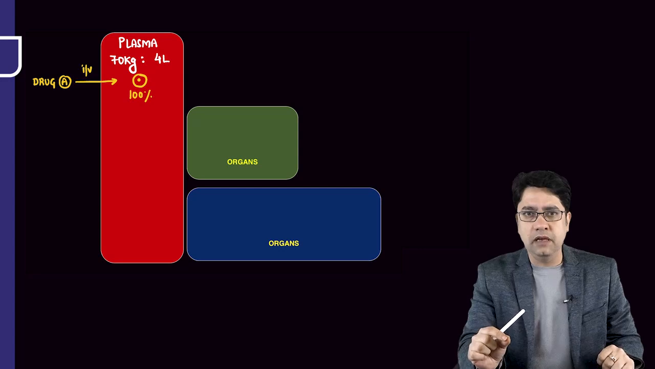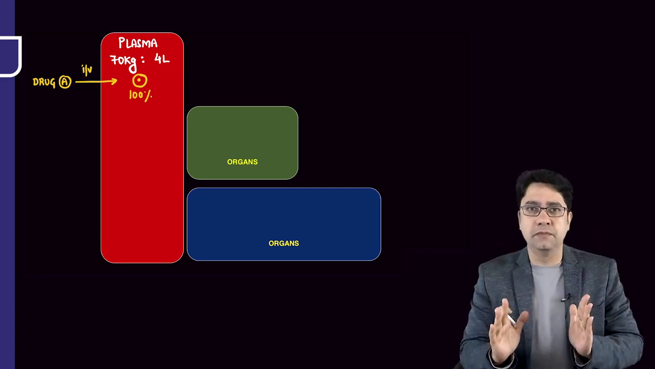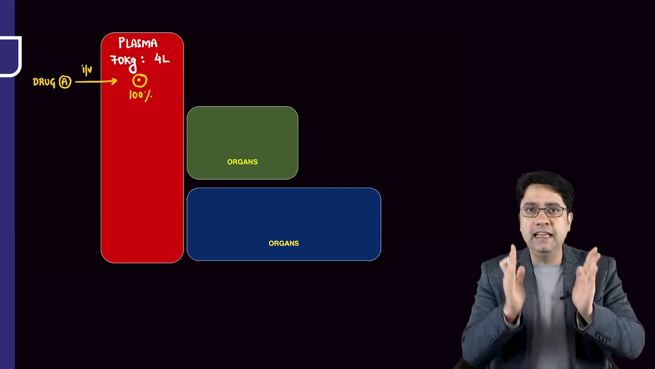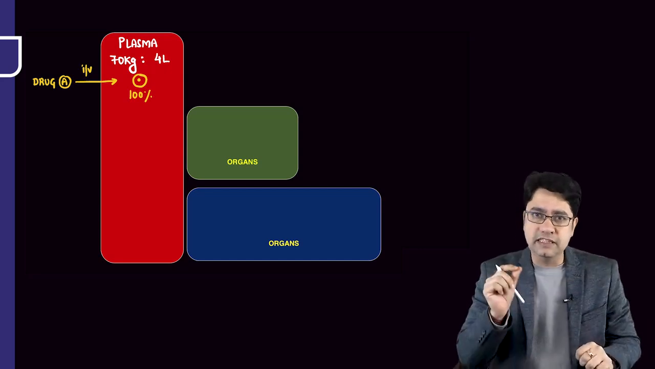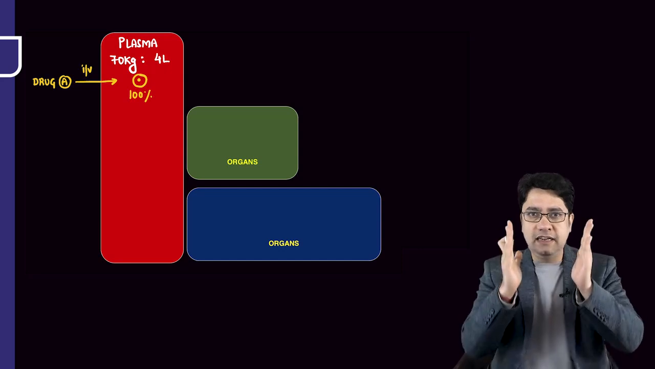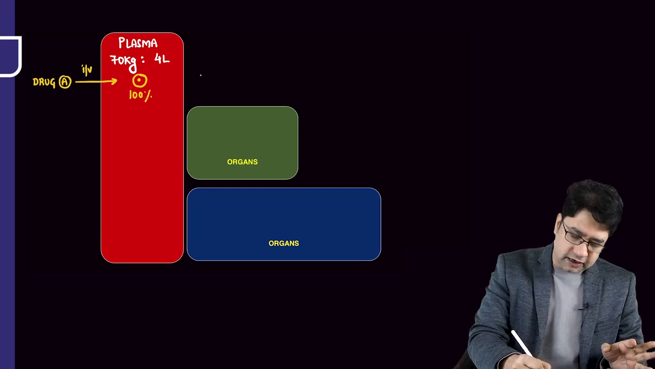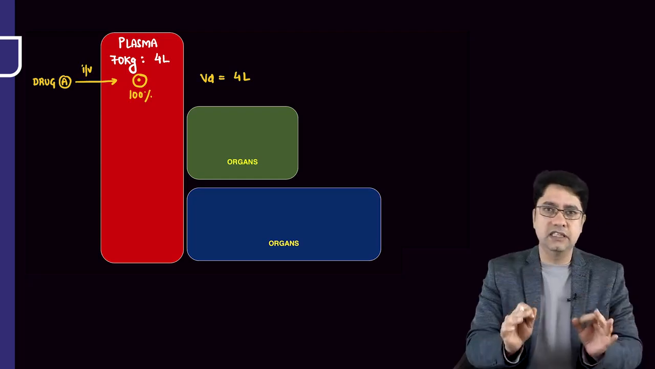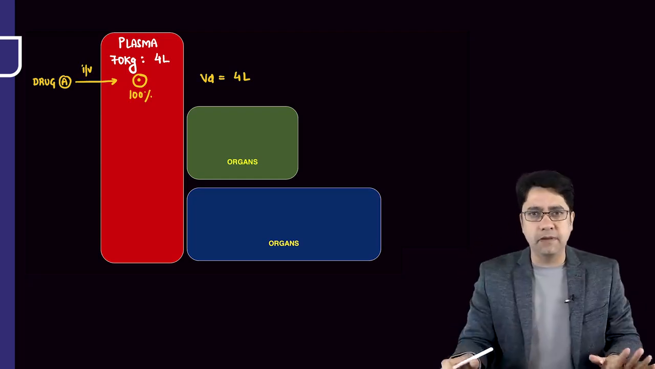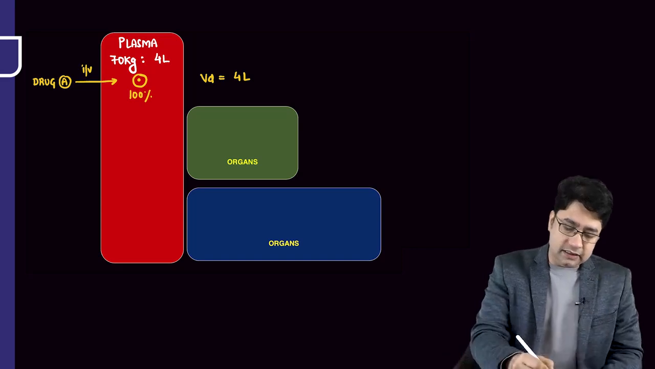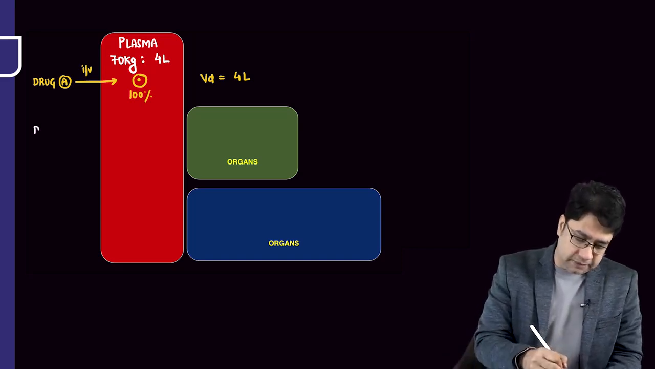So, can you tell me the volume of plasma required to contain this drug will be? Yes, this drug is contained in 4 liter of plasma. So for this drug A, volume of distribution is 4 liter. This drug is present in 4 liter of plasma. Now let's take another drug to understand better.